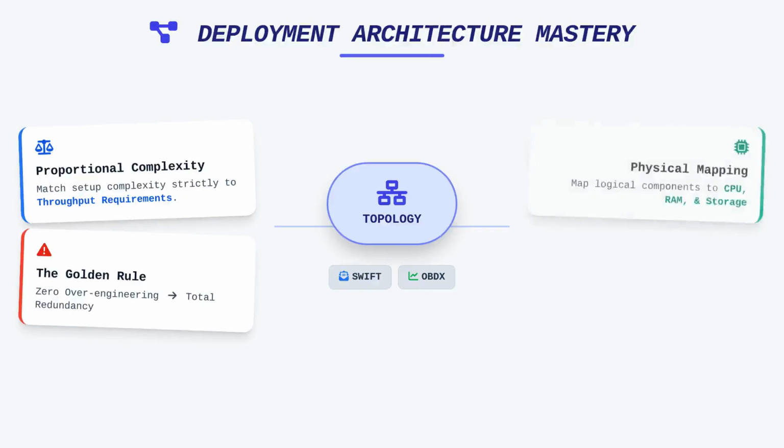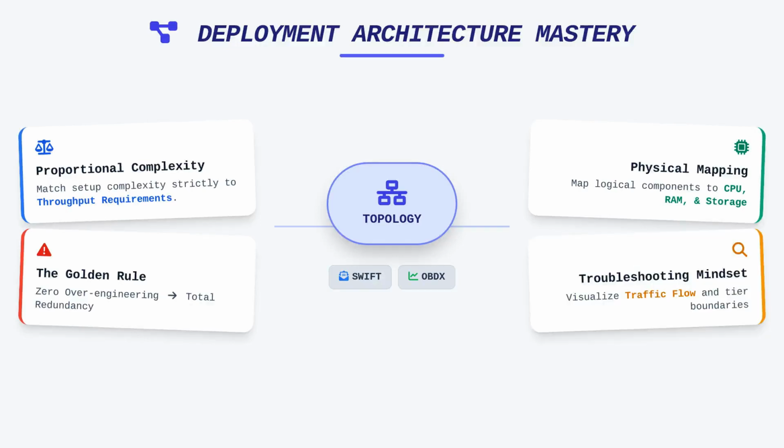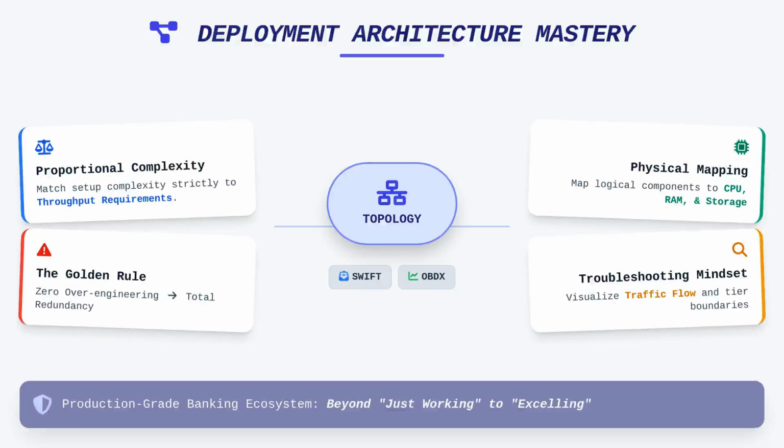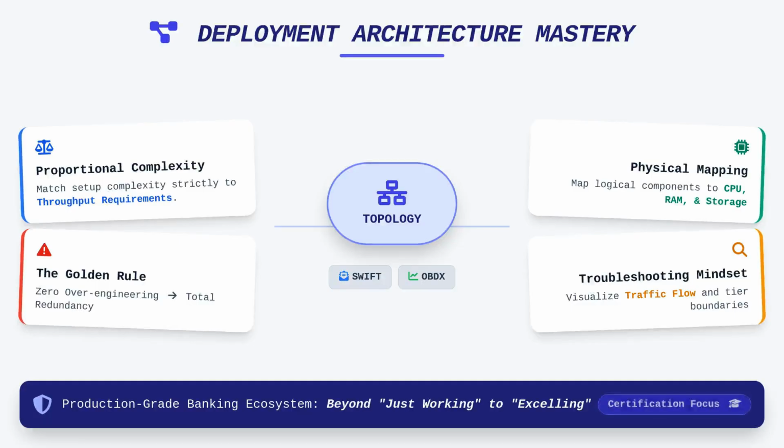You should focus on how these logical components map to the physical CPU, memory, and storage constraints of your infrastructure. Practice visualizing these interactions as if you were troubleshooting a live environment where a specific tier has become unresponsive. If you can define the boundaries and the traffic flow, you will easily handle the architectural challenges posed by the certification questions. Mastery of these topologies is the fundamental difference between a configuration that merely works and one that excels in a production-grade banking ecosystem.